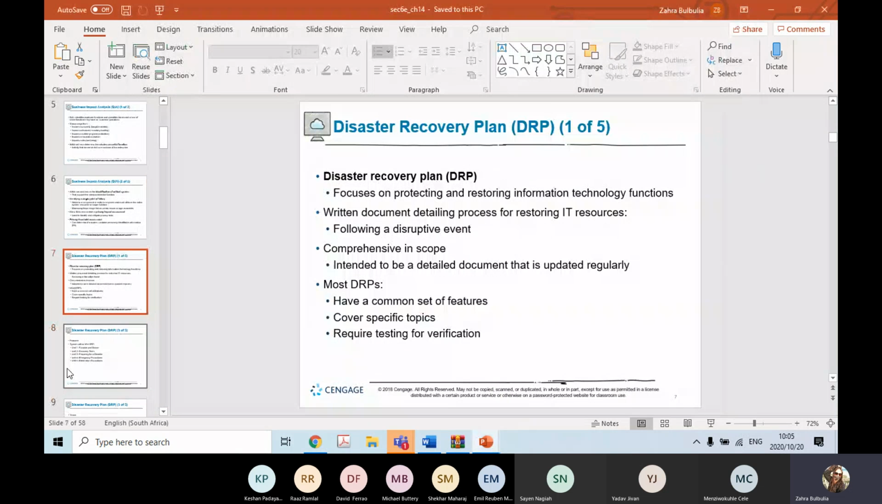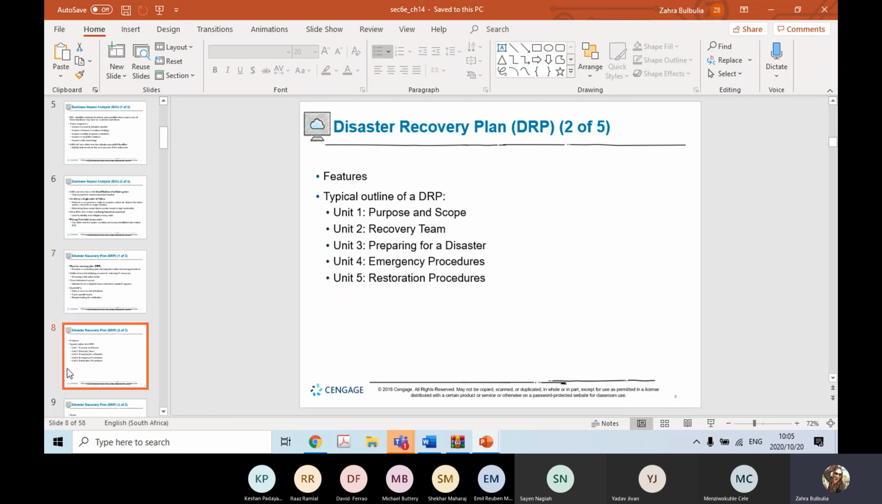And you've got the disaster recovery plan. And this is when there's a complete disaster that makes your system go down, and you have to think of how you are going to plan around this. So it focuses on protecting and restoring information technology functions. And this is a document that details what's going to happen when a disruptive event occurs. So it has to be comprehensive. It has to have a set of features. You have to cover specific topics, and it requires testing for verification.